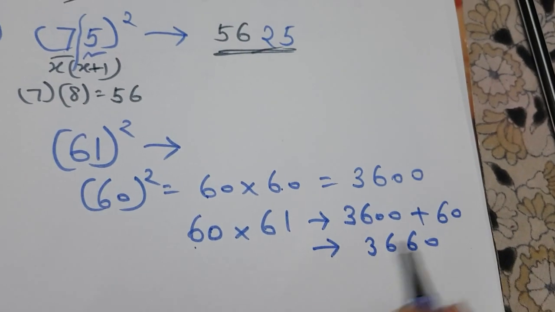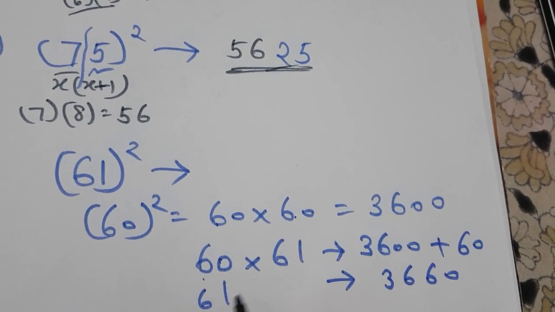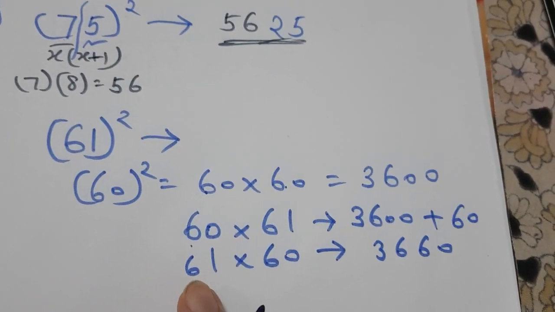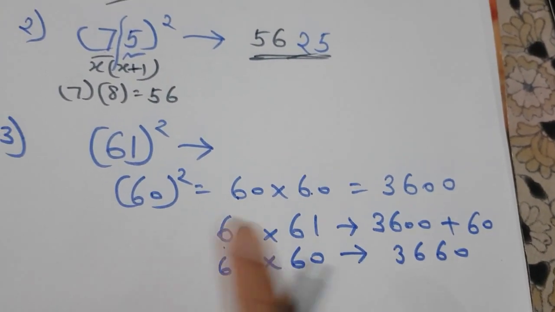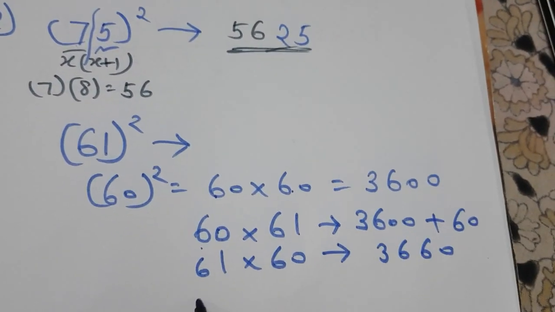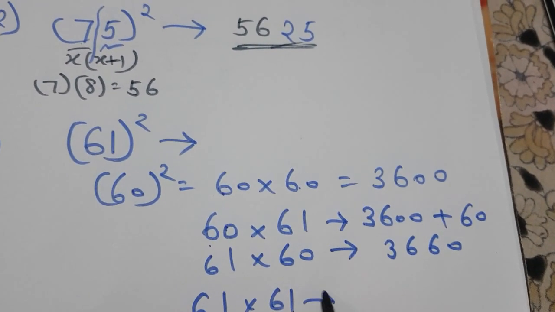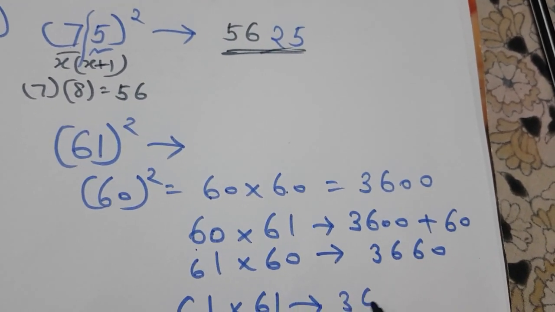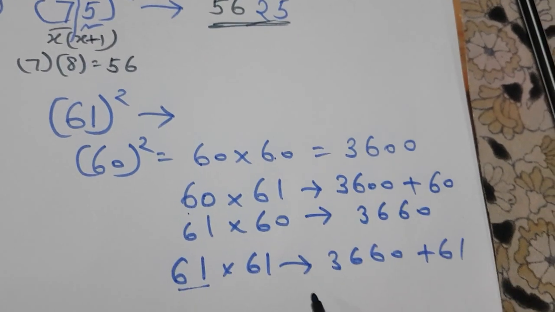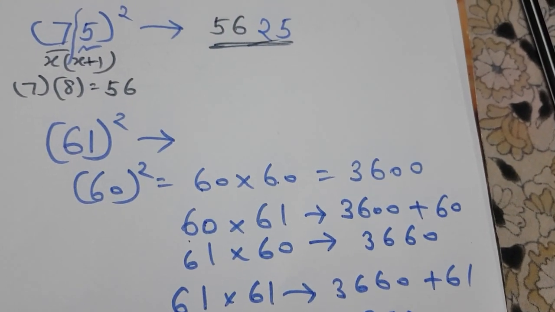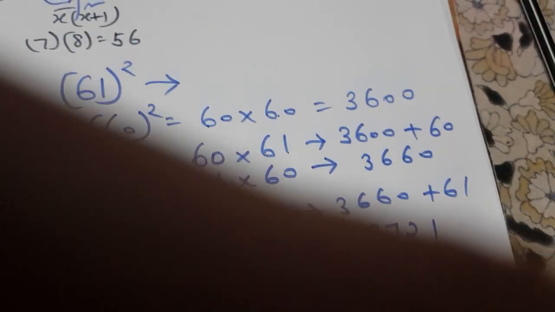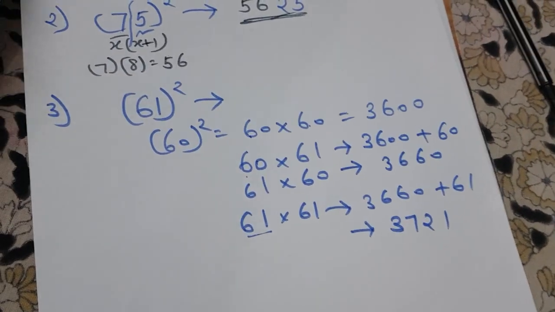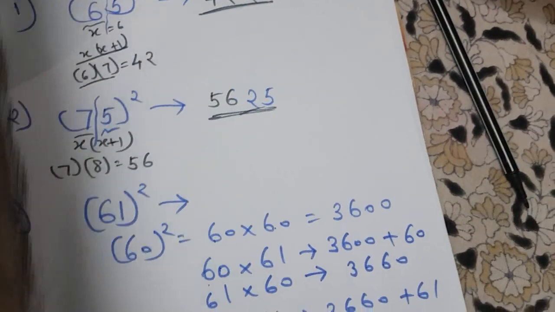Okay, now you can write this also in this way. It doesn't make a difference. Here it means that you have added 61, 60 times. You need to add 61, 61 times. So that simply means you just need to add 61 to 3660, 3660 plus 61. You get an answer 3721. I think this is easy. This is not a difficult one, for you all.